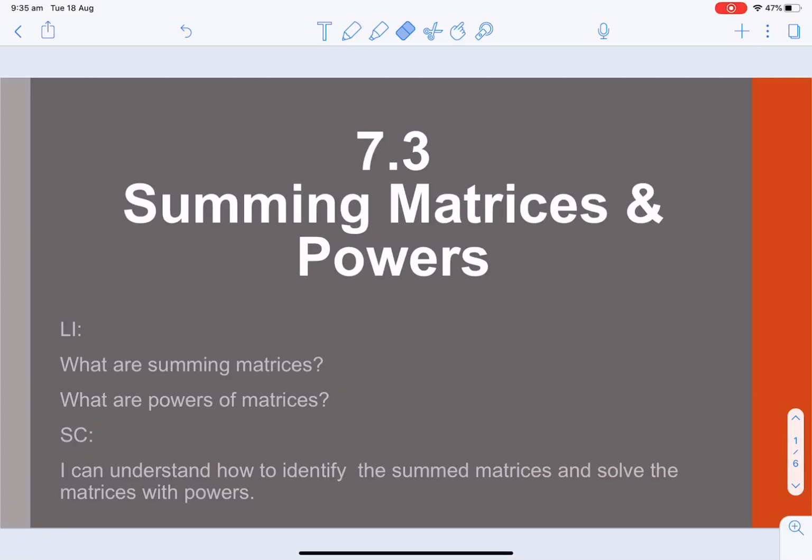7.3, summing matrices and powers. Our learning intention: what are summing matrices? What are powers of matrices? Our success criteria: I can understand how to identify the summed matrices and solve the matrices with powers.